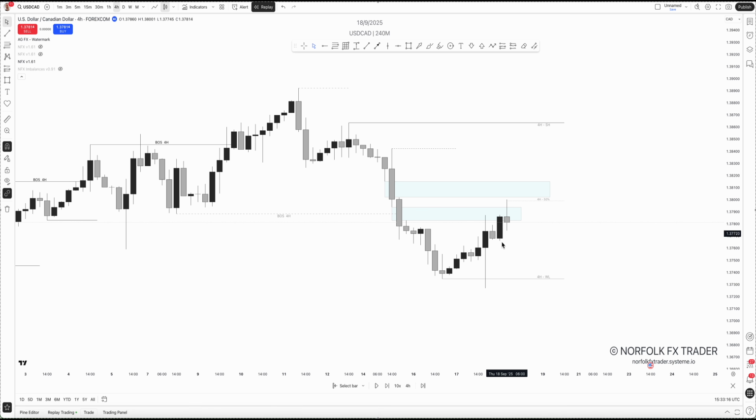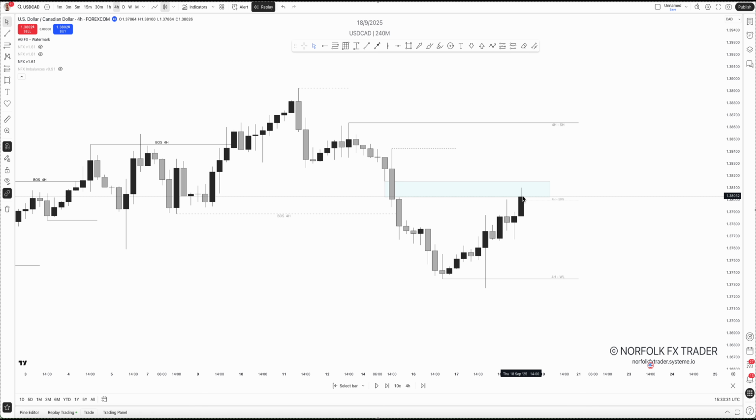Often that's why we see this reaction and this rejection. So potentially a pullback, we get a pullback. Now we're looking for that continuation. And we pushed through this area. So that's been removed. That internal liquidity of that imbalance has been removed.